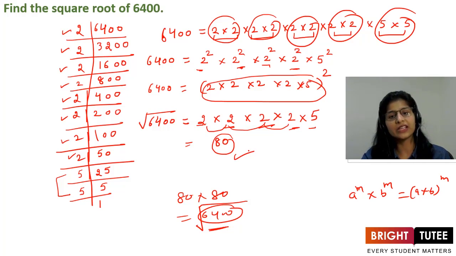Right, why do we need to do prime factorization? Because repeated subtraction can't be done with large numbers. It will take a lot of time and a large number of steps would be performed in that. So we do the square root method. This is how we find square root by the prime factorization method. I hope this gives you a clear idea.